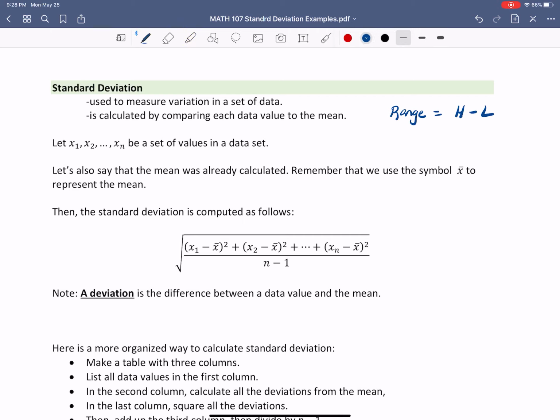So just to set the stage here, let's say that we have n values of data. Some of them could be the same, some of them might not, but we have a sample with n values. And let's say that we also already know the mean. Now remember that the mean has the symbol x bar, which I'm highlighting there. Okay, so the standard deviation is then computed by following this formula here, and you notice it's pretty complicated. We have these things that are squared, and then we're adding them together, and then we're dividing by something. Remember that n is the sample size.